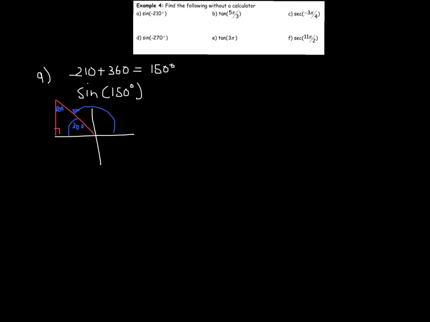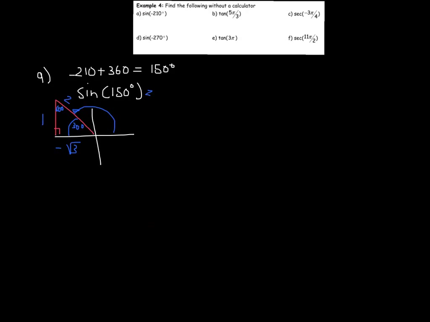Okay, now across from 30 is what? 1. Across from 60 is root 3, but we went left, so we have to make it negative. And across from the 90 is always 2. So now that you've got the three sides, it's simple.